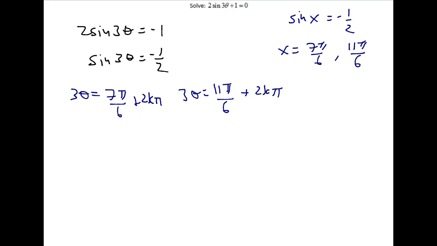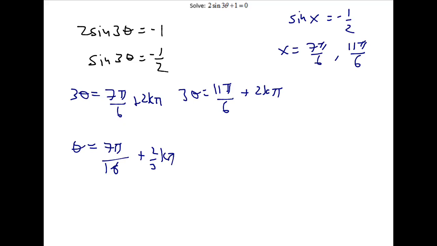So what do we do next? We're going to divide each of these by 3, and that'll give us the solution in terms of theta. When we divide by 3, remember, dividing by 3 is the same as multiplying by 1/3, so we get 7 pi over 18 plus 2/3 k pi. And there's the general solution.